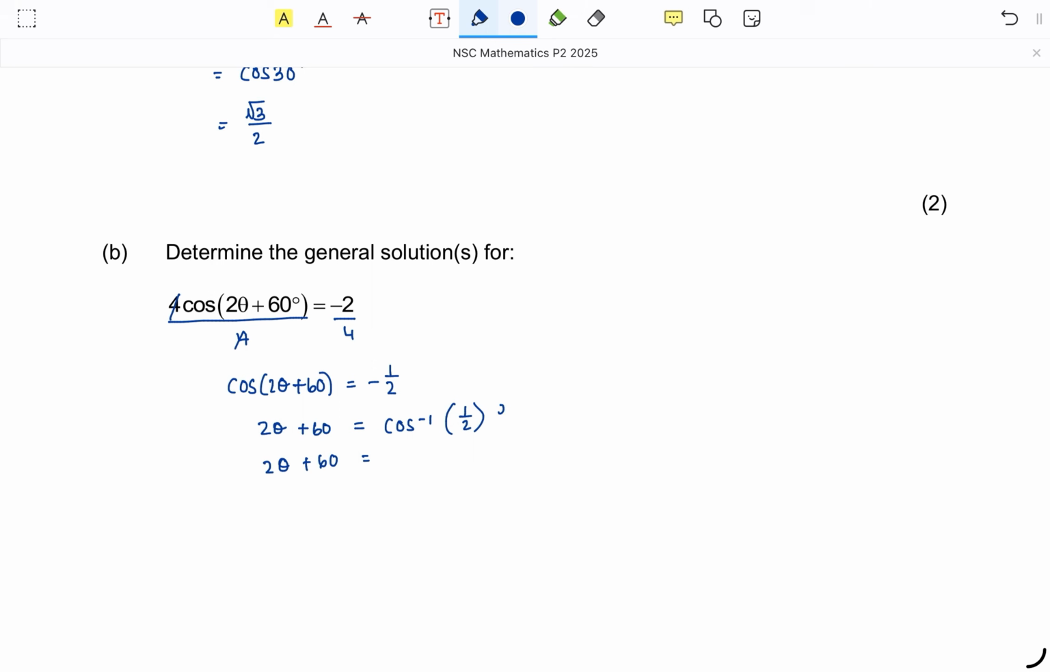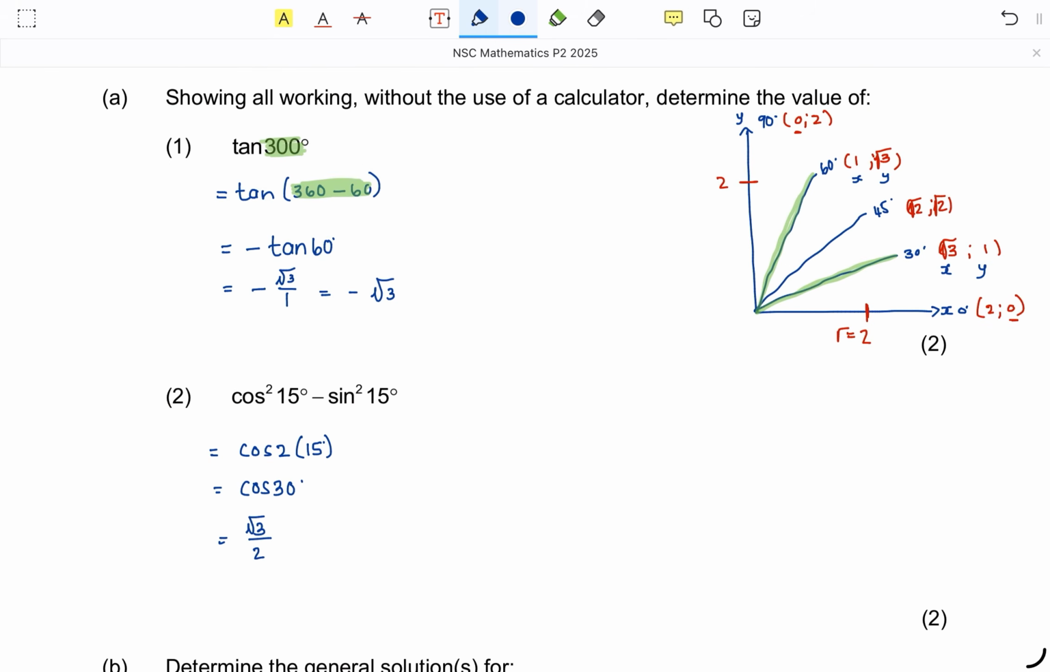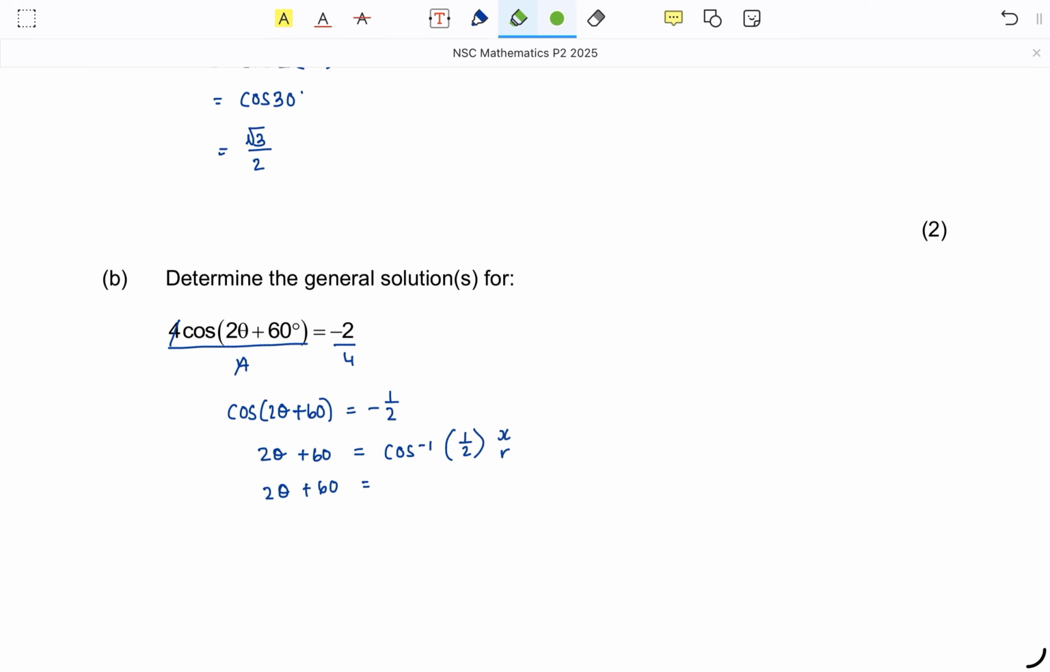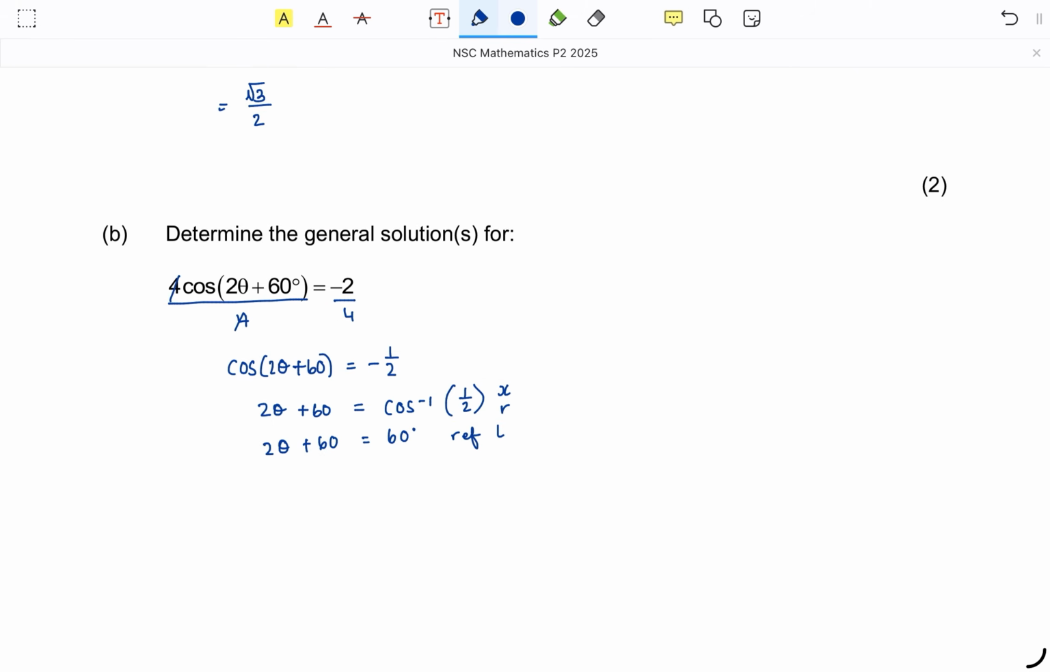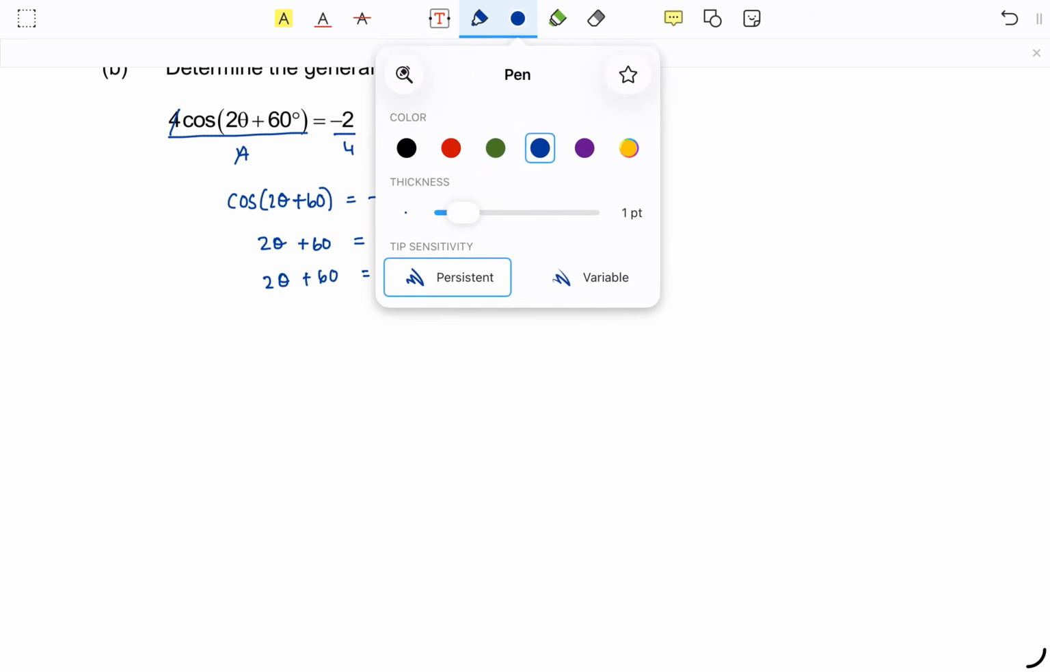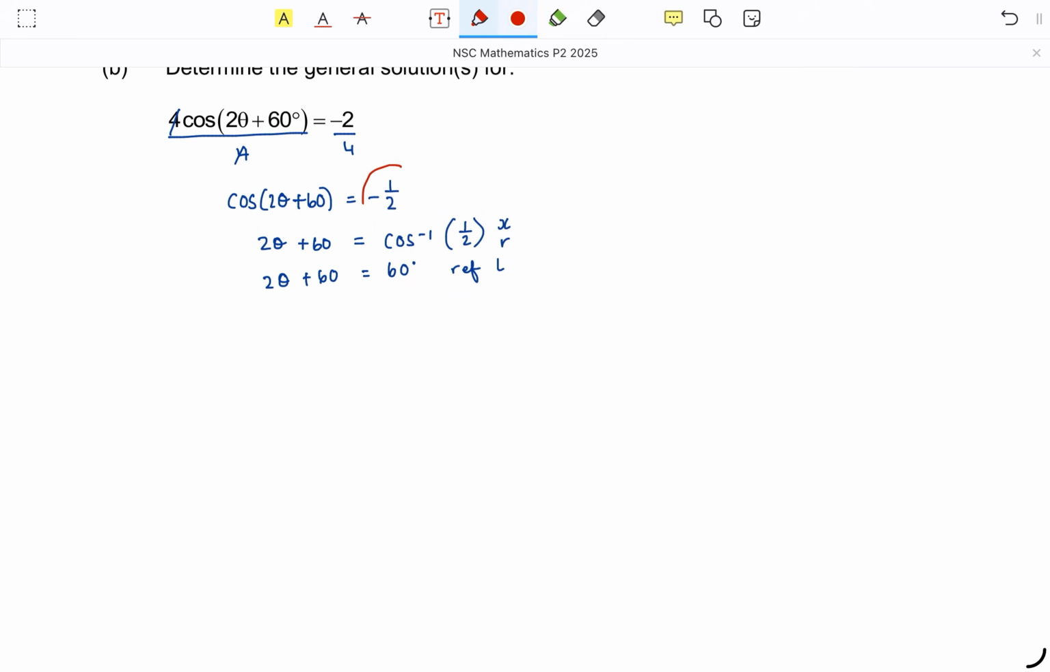If we look at this, cos is x over r. So we can use our diagram to check where x is 1 and then r is 2. So that technically means that this is the angle of 60. Then we're going to stop here because this is our reference angle. And now we need to decide in which quadrants we want to work with. So just before you get rid of the cos, that is the place we want to go back to to double check in which quadrants you need to work with.